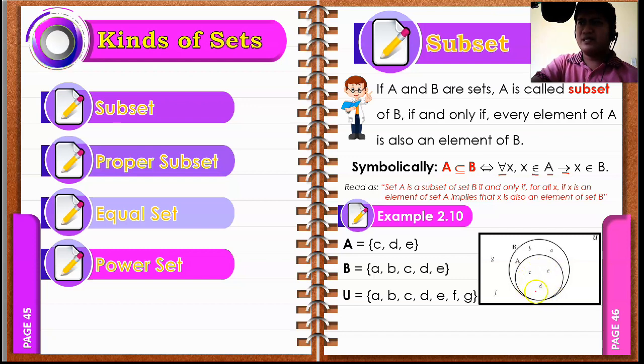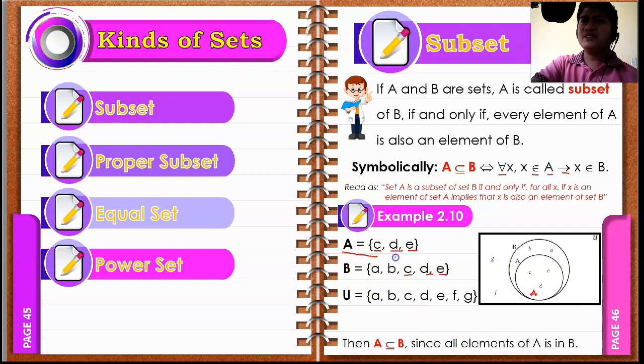CDE, so this will be our set A. Then set B, we have ABCDE. This one, the big circle. So as you can see, this small circle is inside the big circle. So obviously, set A is a subset of B because the elements C, D, E of set A are also elements of set B. Therefore, set A is a subset of set B.